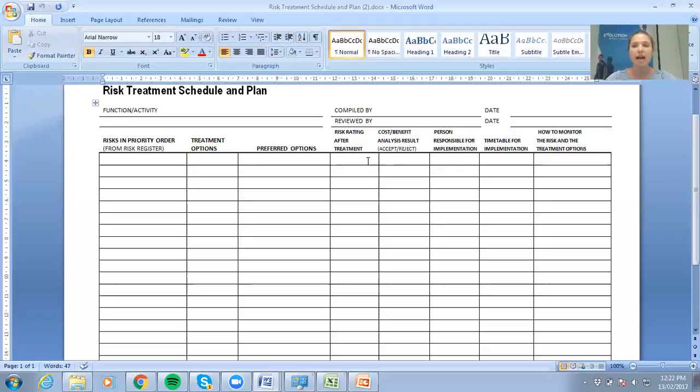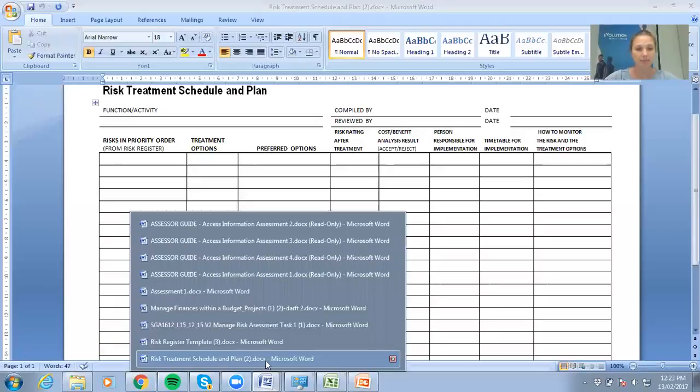And then the final column, how to monitor the risk and the treatment options. What would you use to monitor your treatment option and if it was successful or not, and if you would do that for another event that your charity was to hold if that potential risk was involved again. So again, looking at your risk register that you've initially put together, putting all of your risks in here in priority order, so most acute through to your minor, and then working through looking at treatment options for that risk. Alrighty.